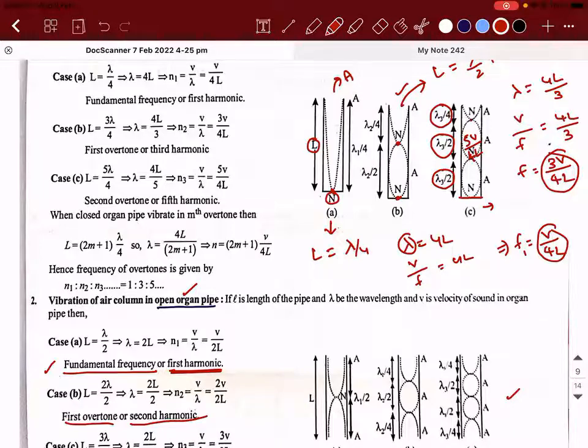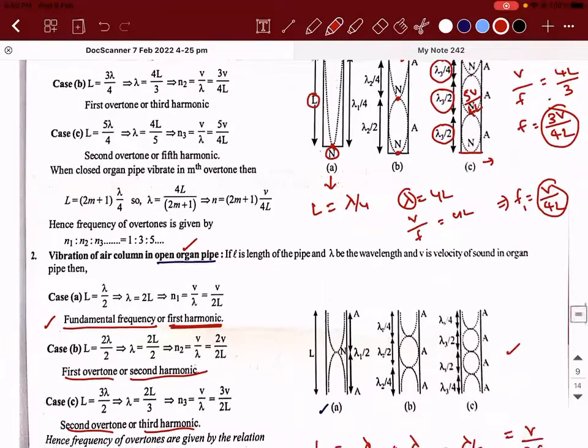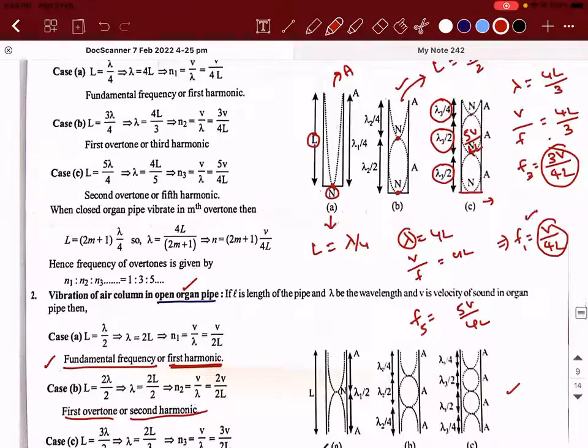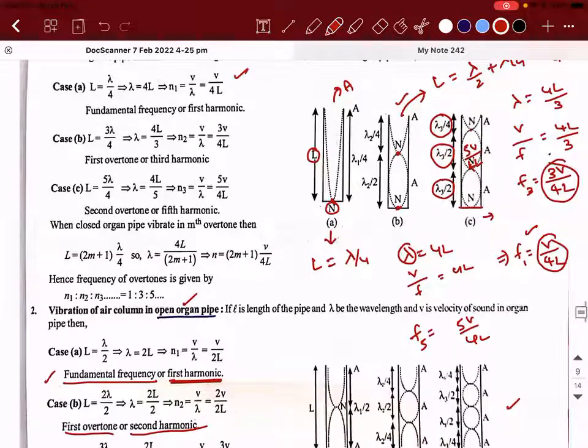Okay, that is 5v divided by 4l. Did you understand? So frequency in this case will be 5v by 4l. So what should I write this as? This I will write as F3. This I will write as F5. So F1 is v by 4l, which is called the fundamental frequency or first harmonic.